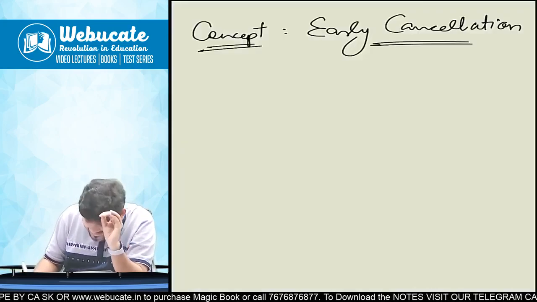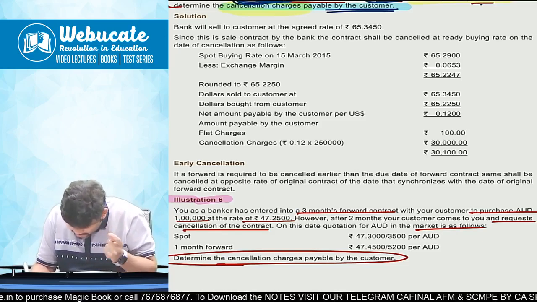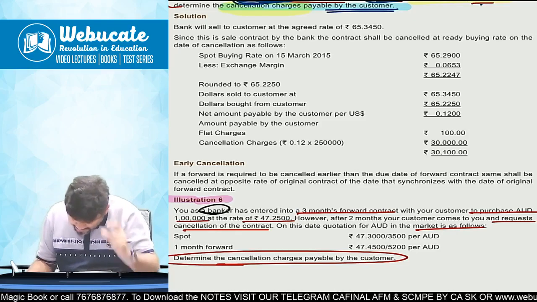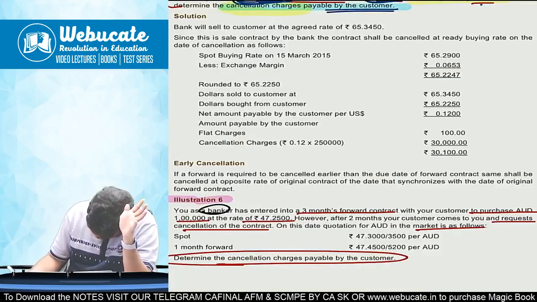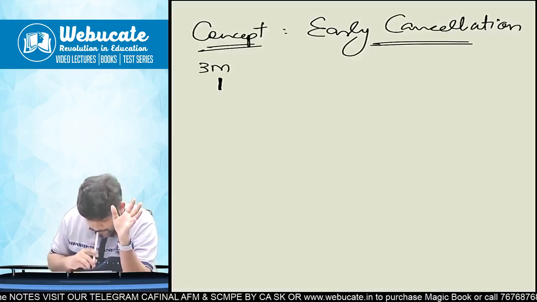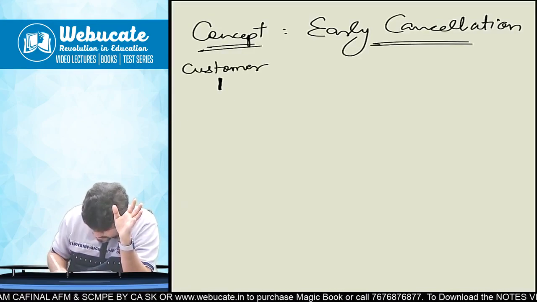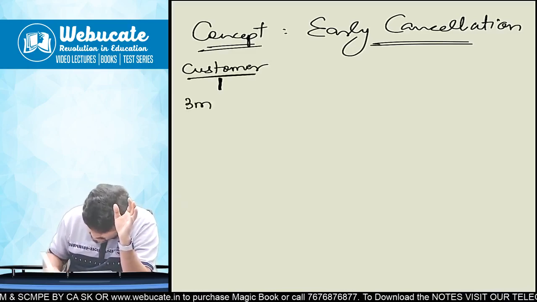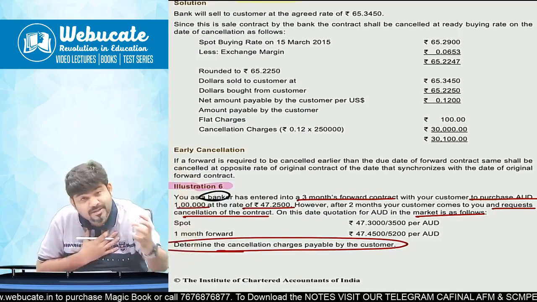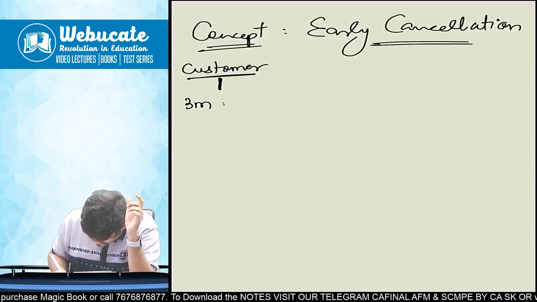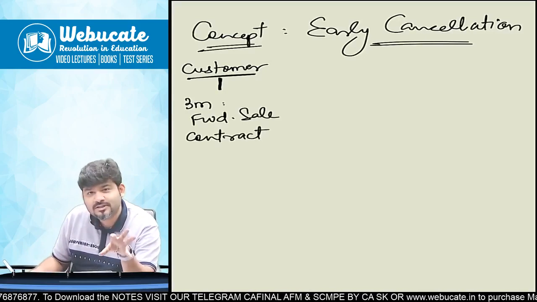Now it seems so easy. All you have to do is just put it on the timeline and things will automatically work. You have entered into a 3 months forward contract. You as a banker have entered into a 3 months forward contract with your customer to purchase AUD 1 lakh. Customer is selling, you are purchasing. So let's start. Date is not given, so 3 months. The banker is purchasing, the customer is selling. In case of cancellation, it is only the customer who is going to lose. So always think from the customer's point of view.